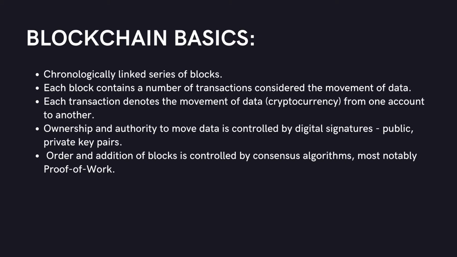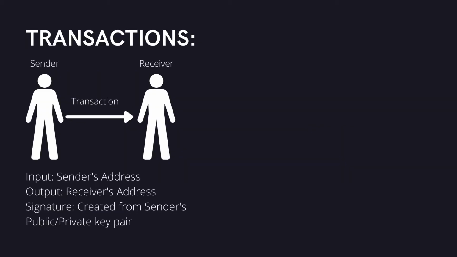First, I'm going to do a quick recap for those who missed the previous videos. Below on the screen are a bunch of bullet points about blockchain basics which you should already know from my previous videos. For transactions, there is an input which is the sender's account address for its public-private key pair. This is associated with the cryptocurrency or data that is moving to the output address. There is also a digital signature. This is created from the sender using its public-private key pair. This demonstrates ownership and authority over the data being transactioned.